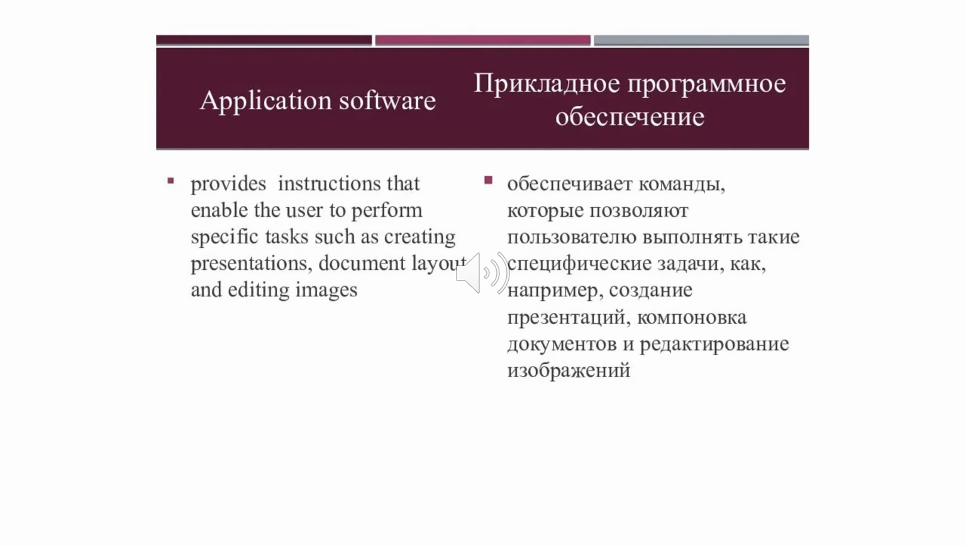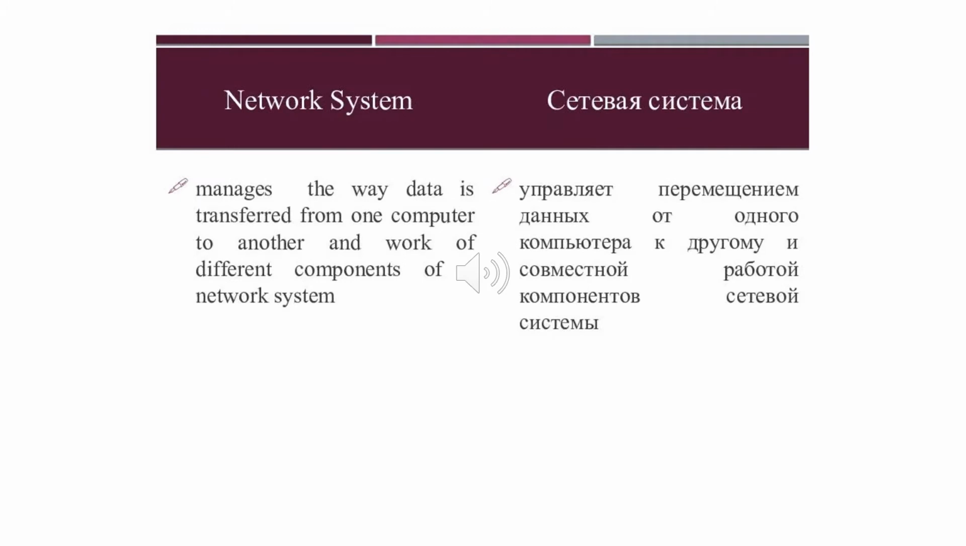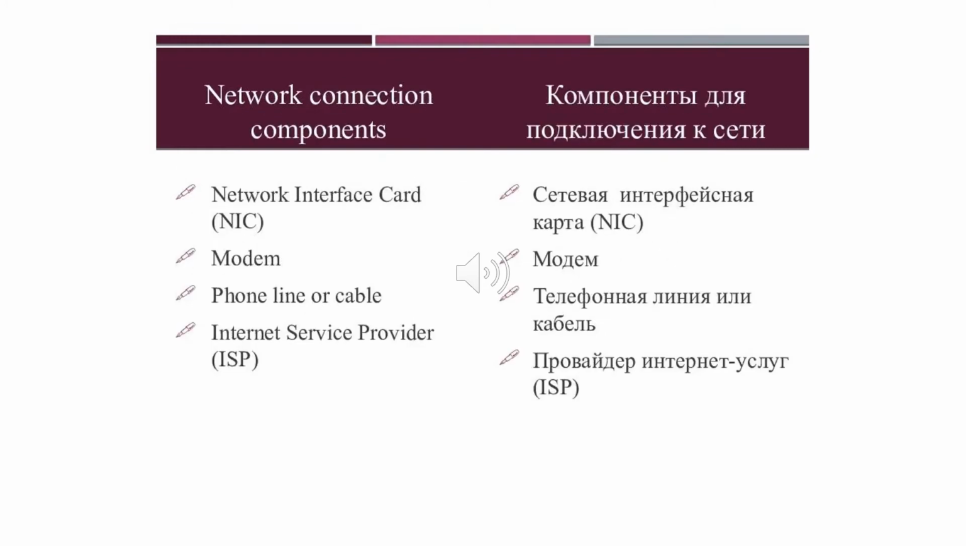Application software provides instructions that enable the user to perform specific tasks such as creating presentations, document layout, and editing images. Network system manages the way data is transferred from one computer to another and the work of different components of a network system. Network connection components: network interface card, modem, phone line or cable, internet service provider.